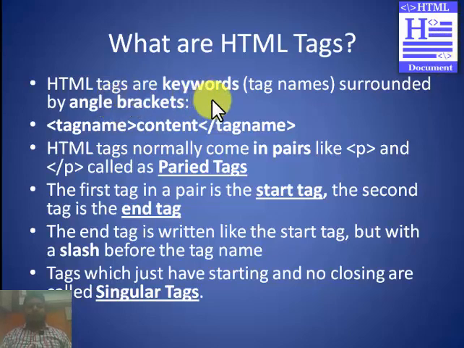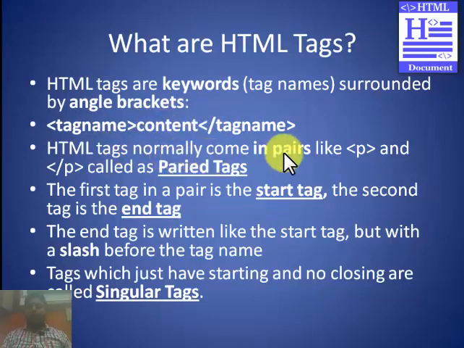So what are HTML tags? HTML tags are keywords or tag names surrounded by angular brackets. For example, this is a tag name, surrounded by the angular brackets, less than and greater than signs. Similarly, this is called a starting tag and this is called a closing tag. The difference is that a slash will come in the closing tag, and in between the starting and the closing tag there will be the content of the tag.